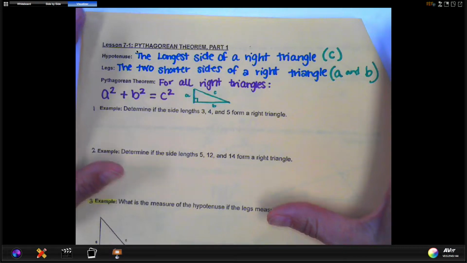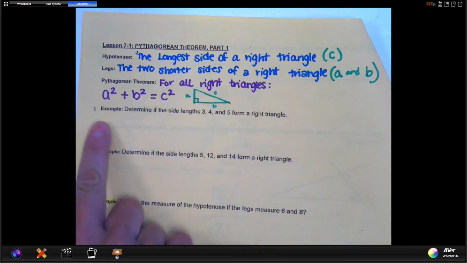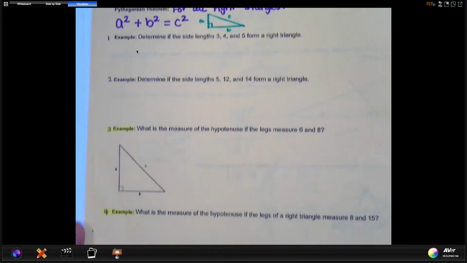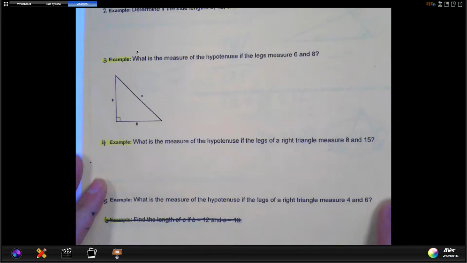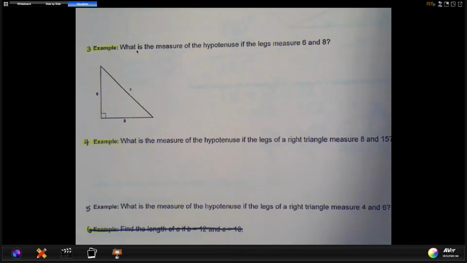If you need to pause the video now to get the rest of the vocab written, do that. If not, we're going to skip examples 1 and 2 today, and we're going to start with example 3. It will help if you number these examples. So 1, 2, we're down to example 3 to begin, which has this picture of the triangle on it. Example 3 says, what is the measure of the hypotenuse if the legs measure 6 and 8?